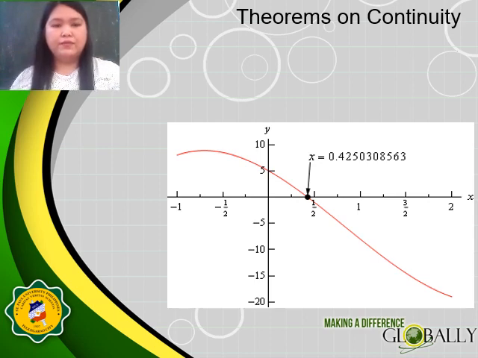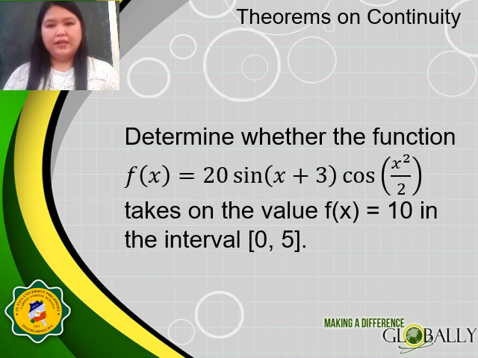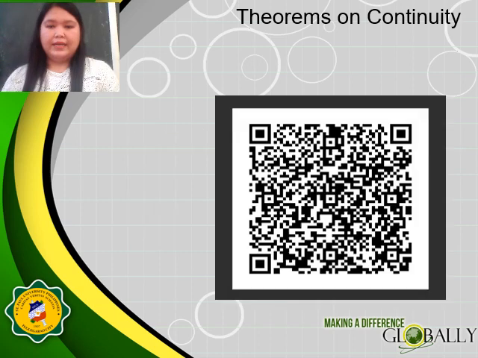And with that, I will leave you this problem to work on using the intermediate value theorem. Determine whether the function f of x is equal to 20 sine x plus 3 times cosine x squared over 2 takes on the value f of x is equal to 10 in the interval 0, 5. Again, to verify your answer, you can just scan this code using a QR code scanner.